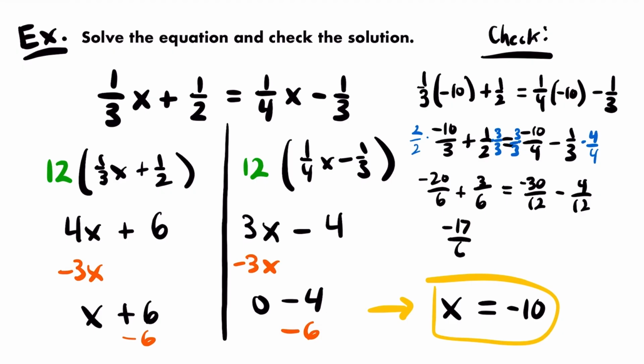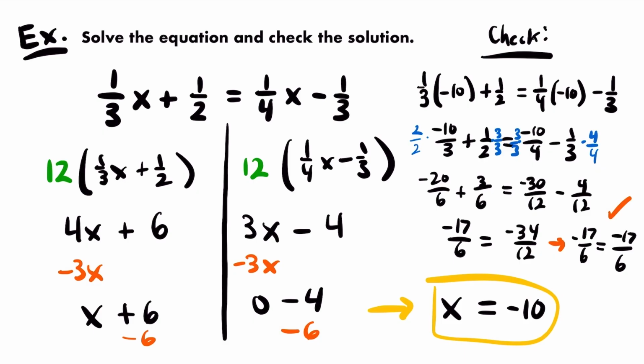So we get negative 17/6 is equal to negative 34 twelfths, which doesn't look true at first, but negative 34 divided by 12 can be reduced. That is not a fraction that has been fully reduced. Both 34 and 12 are divisible by 2. So what we get here is negative 17/6 is equal to negative 34 divided by 2, which is negative 17, and then 12 divided by 2 is 6. So we do get an equation that has the same value on both sides, which means that our solution of x equals negative 10 is true. That is in fact the solution to this equation. Okay, and so that's it for this example.